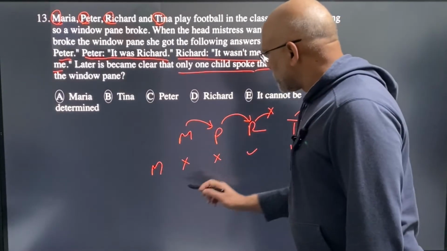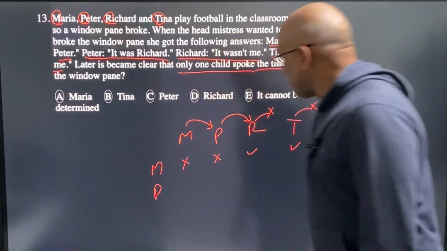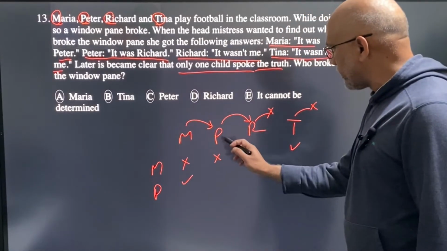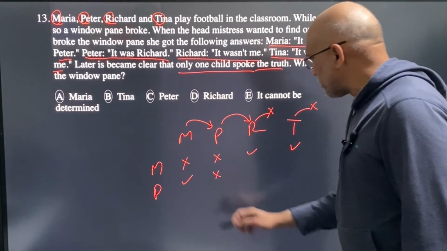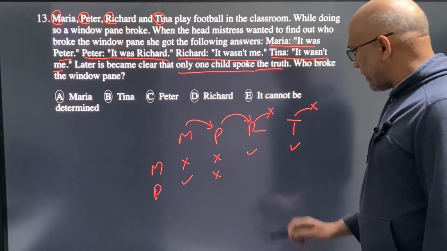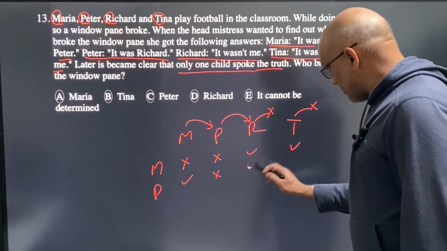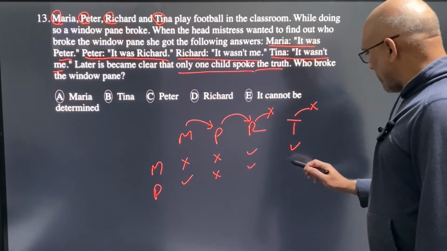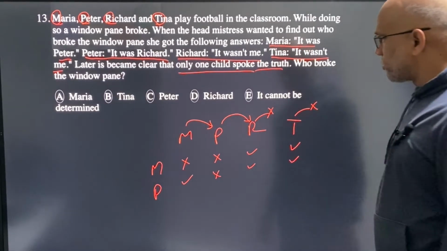Okay, so let's assume it was Peter. Maria is saying it is Peter, so Maria is telling the truth. Peter is saying it is Richard, so Peter is not telling the truth. Richard is saying it wasn't me, which is true because it was Peter. Tina is saying it wasn't me, so Tina is also telling the truth.